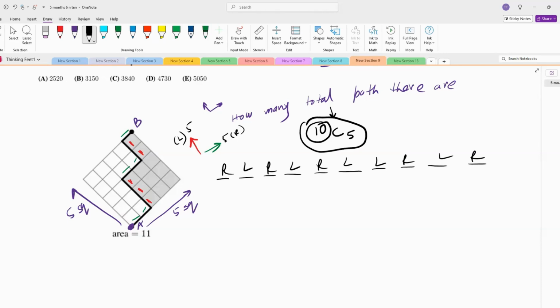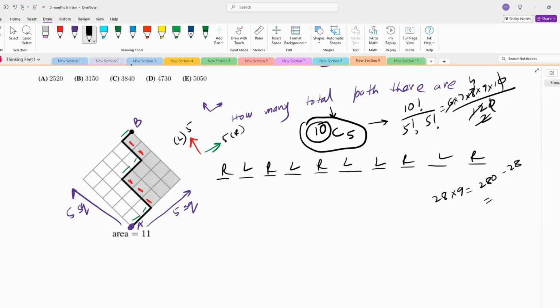If you don't know combinatorics, don't worry about it. You'll learn this later. So 10 choose 5 is essentially 10 factorial divided by 5 factorial times 5 factorial, which is 6 times 7 times 8 times 9 times 10 over 120. So 10 over 2, 4. So that becomes 28 times 9, which is 280 minus 28, which is 252.